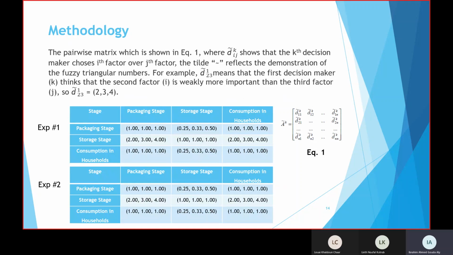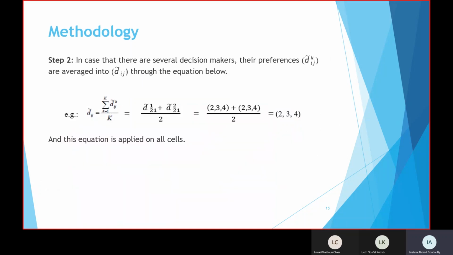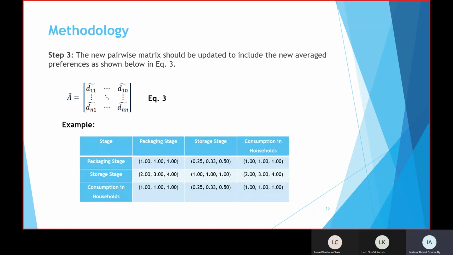And of course, as we can see in the pairwise matrix here, where K represents the decision maker, I represents the first compared factor, and J represents the second one. And the tilde here reflects the fuzzy triangular numbers. In step 2, we take the average of the 2 preferences of the decision makers, with the 2 tables of preferences of the decision makers, using the equation below. And in step 3, the new pairwise matrix is updated with the new average preferences as shown.